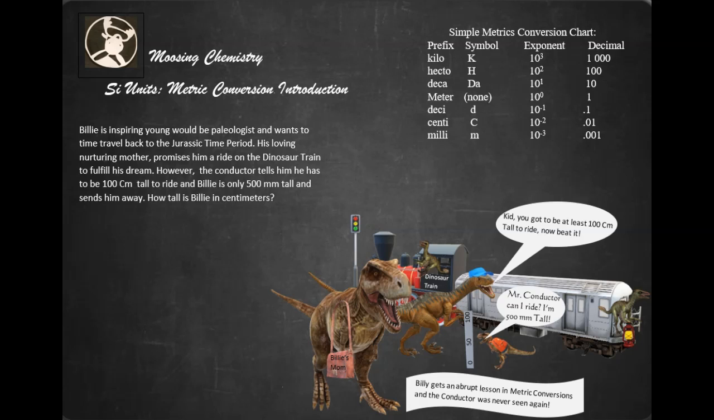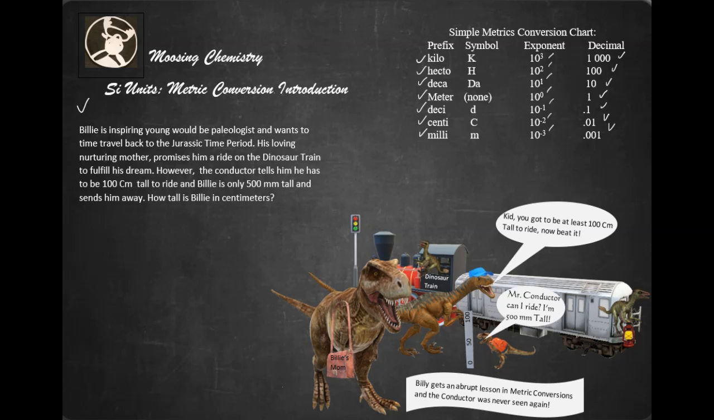This is SI Units Metric Conversion Introduction. All right, when we talk about the metric system, we're talking about kilo, hecto, deca, meter, deci, centi, and milli. Please note that every one of these seems to be going up a power of 10 in this direction and down a power of 10 in that direction. So between kilo and milli, it is based on the powers of 10. As you can see, the exponents right here also demonstrate a change in the powers of 10. Pretty cool, huh? All right, let's look at our problem.